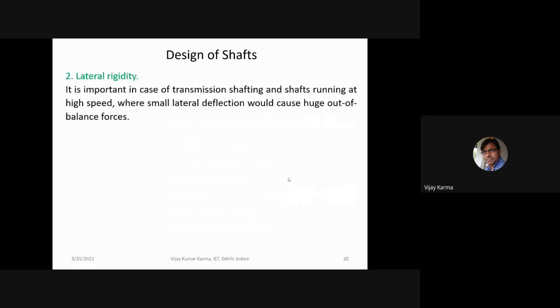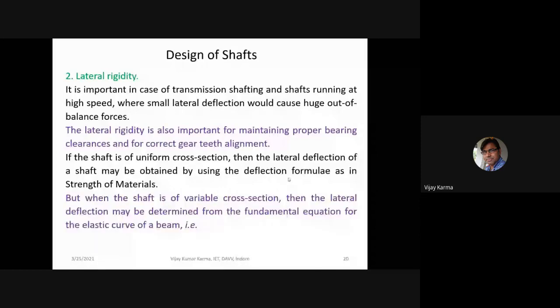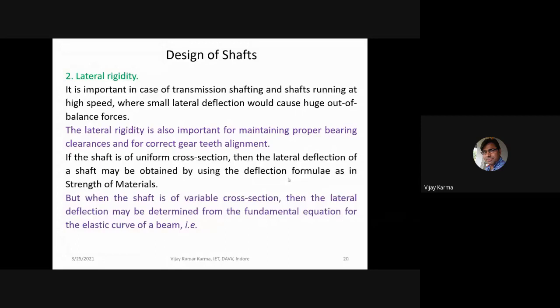So this is important for the transmission shaft. If the shaft is of uniform cross section, then the lateral deflection of a shaft may be obtained by using the deflection formula as in strength of materials. But when the shaft is of variable cross section, that is, from one bearing end to another bearing end the cross section varies along the length of the shaft, then in that case the lateral deflection is determined from the fundamental equation for the elastic curve of a beam.